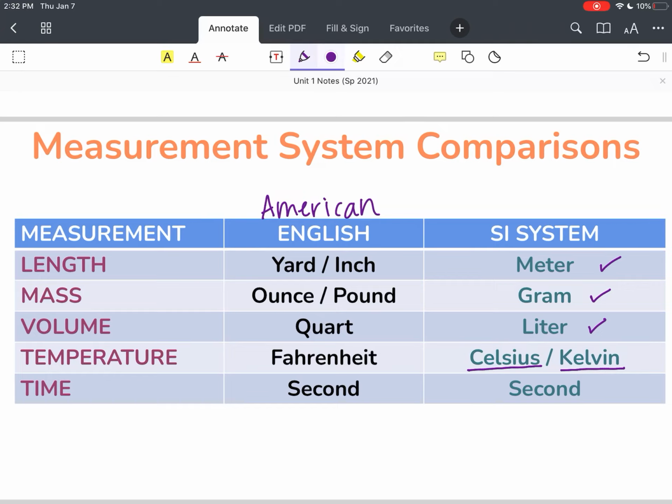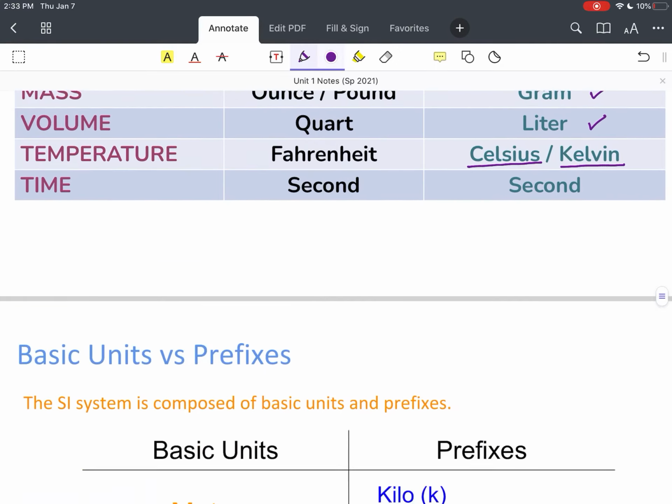Okay, this is important to know because these are the units that we will use in this class. If you ever measure anything in this class, we're never going to use inches. We're never going to use ounces. We're always going to use the SI system, like meters, grams, things like that. Okay.